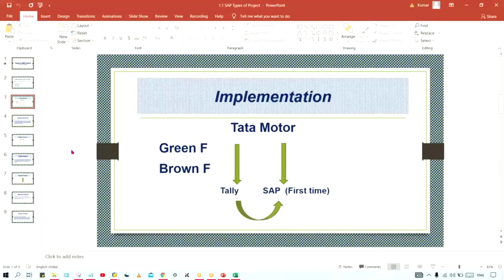So implementation means what, guys? First time installation of SAP, right? Here, SAP is going to be installed in Tata Motor for the first time and it is going to be configured. Installation will be done by the basis consultant, configuration will be done by the functional consultant. Basis is part of the technical team, right? Technical consultants and functional consultants, there will be a team.